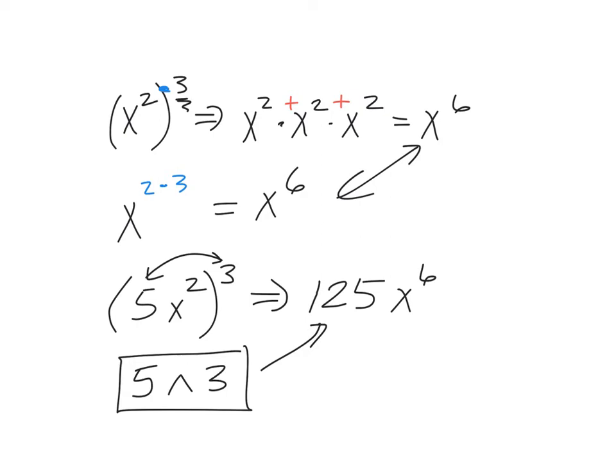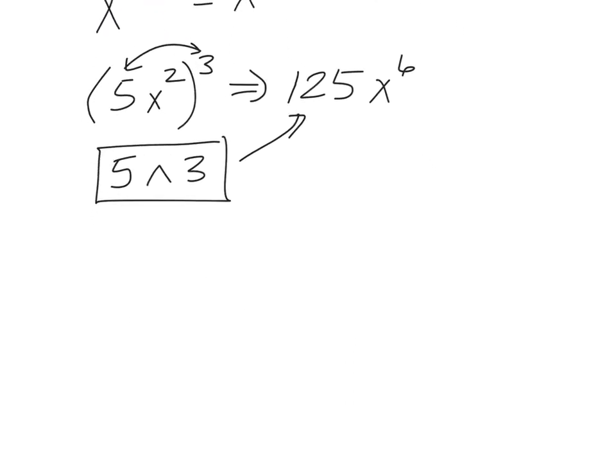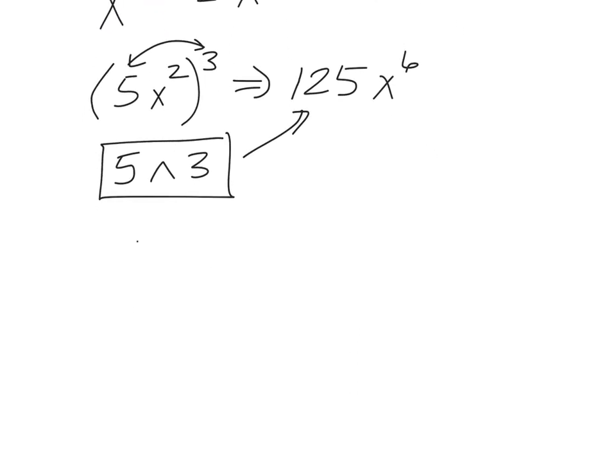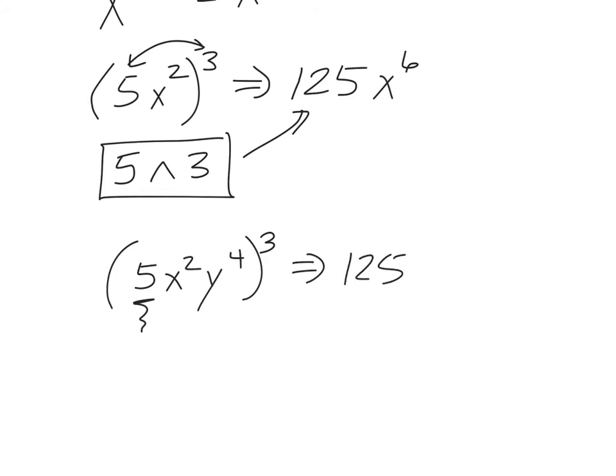What if you have another variable added in there? So I'm going to move this up. So say for instance I have 5x to the second, y to the fourth, all to the third. Then again, just deal with your number on the calculator. 5 to the third is 125. Then multiply your exponents. 2 times 3 is 6, like we just got earlier. 4 times 3 becomes 12, so you get y to the 12th.